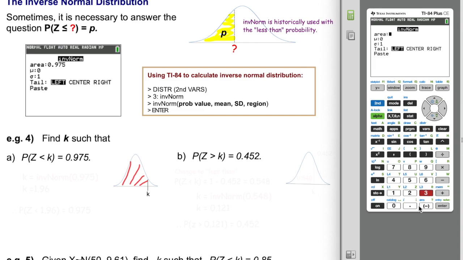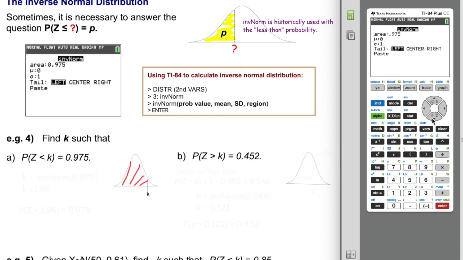The area is 0.975. And then the mean, because we're dealing with z, so this is a standard normal distribution, so we'll stick with 0 and then 1 for standard deviation. The tail part now is also new technology stuff, okay? So we are considering the region to the left of the value k, so we're going to choose left.